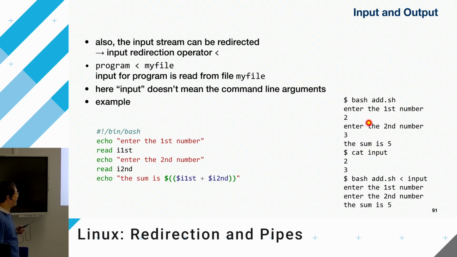So to do this, you can use bash to run this script interactively by typing on your keyboard, for example, type 2 and then type 3, and then you will see the sum is 5. Or you can create an input file with 2 and 3 as input, and then run bash and feed the input to the bash script, and let this bash script run automatically.